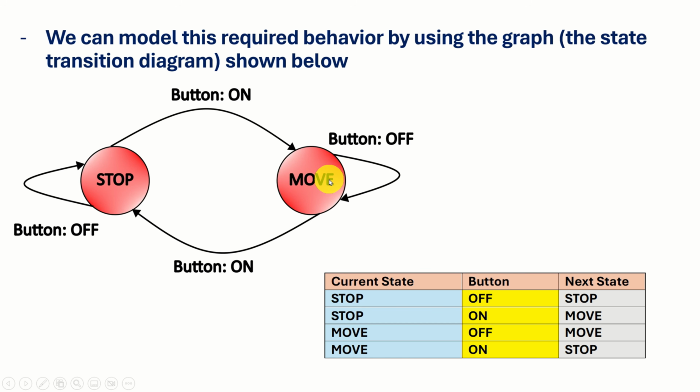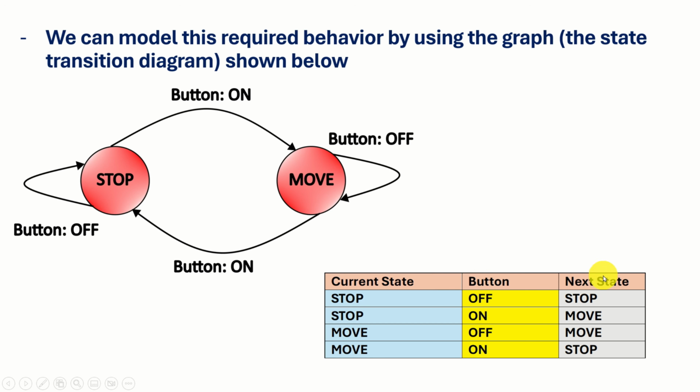Now the robot is moving, and if the user presses the button once again, the robot should stop. That is, the robot should go to the stop state. And then the robot is at rest. If you release the button, this is modeled by this transition over here. Again, if the user from the stop state presses the button, the robot will start moving, etc.